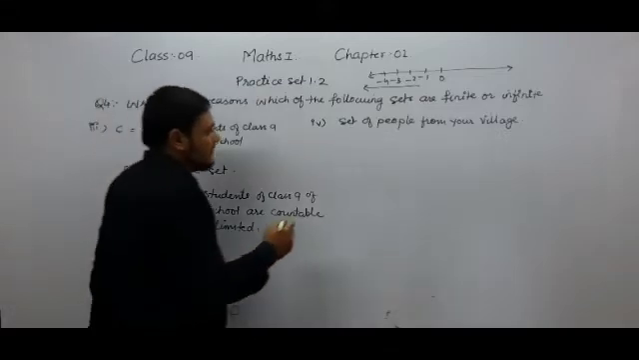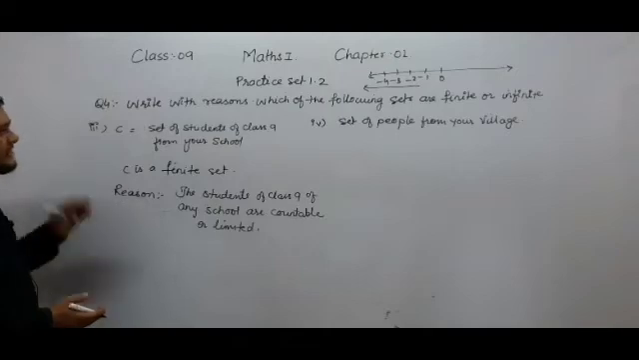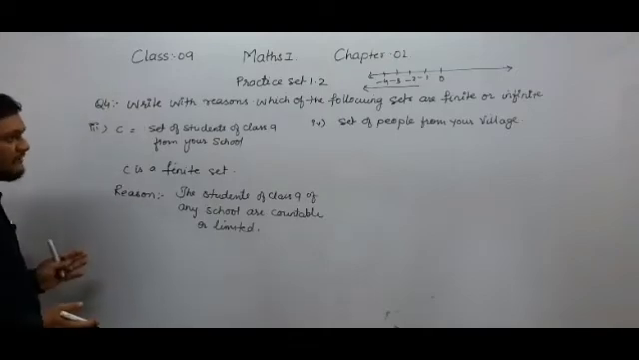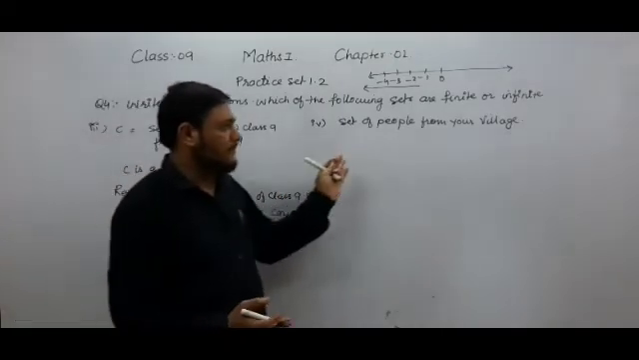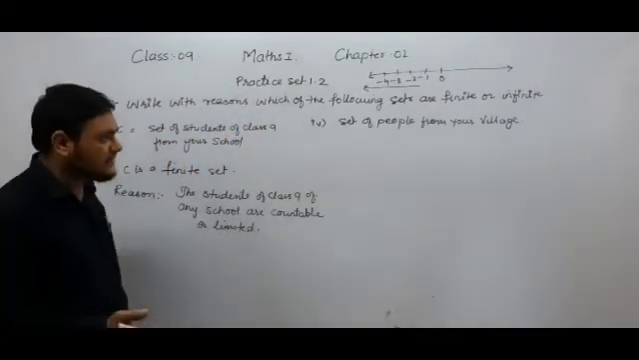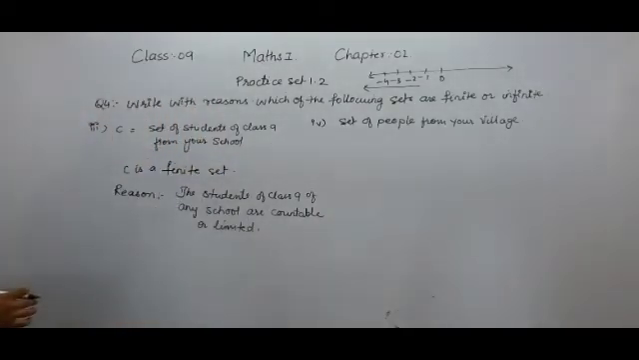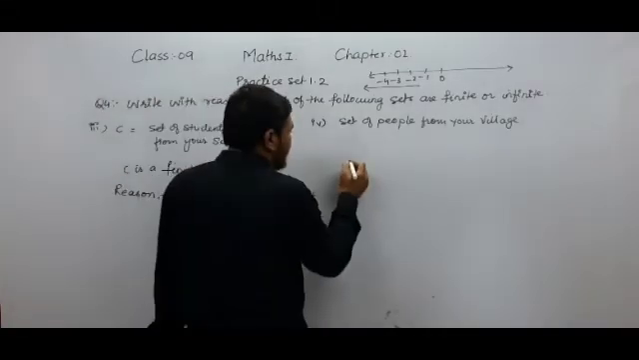So student, now next one is set of people from your village. This is a similar set. Yes, these both sets are similar. Set of students of class 9th of any school or set of people from any village. We can count the elements of these two sets. We can count the people from any village, or we can count the students from any class. That is why these sets are finite sets. So student, this set is also a finite set.